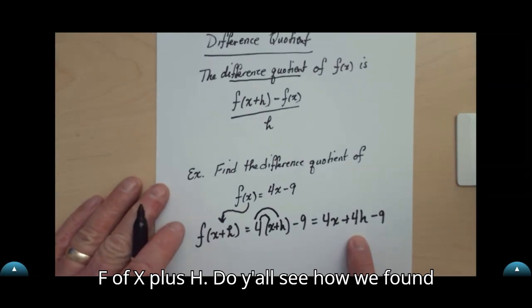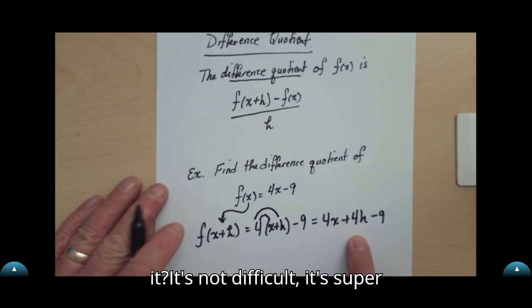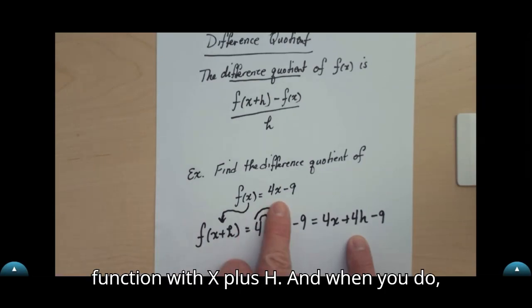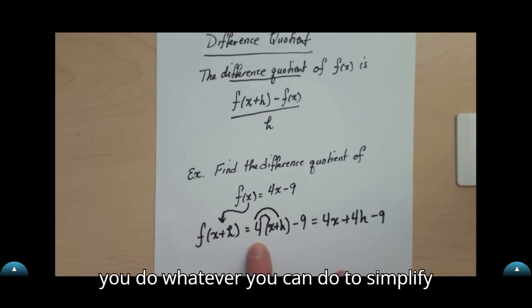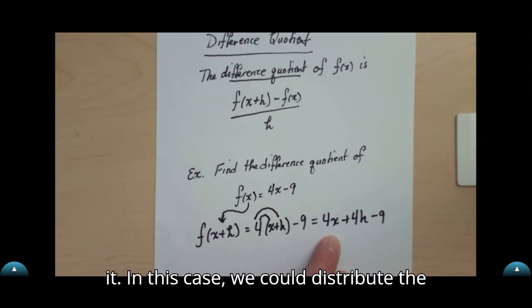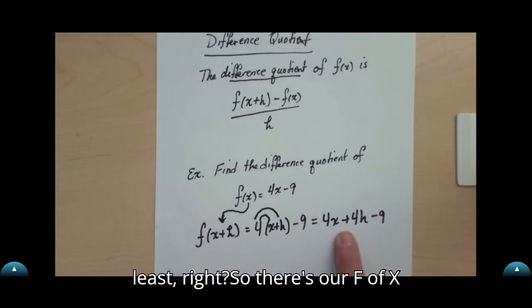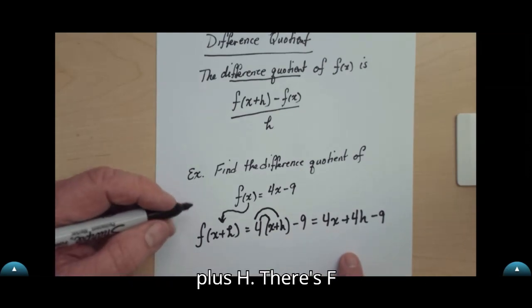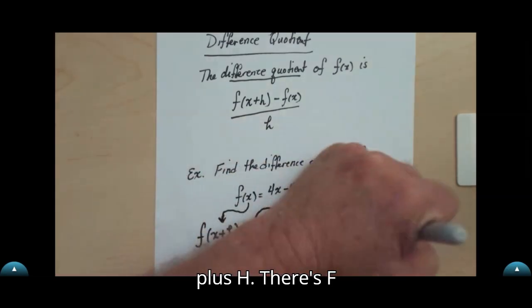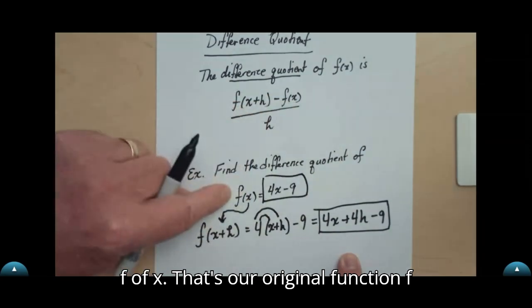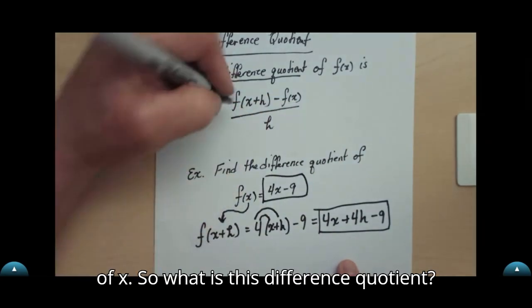Do y'all see how we found it? It's not difficult. It's super easy. You just replace the x in this function with x plus h, and then do whatever you can to simplify it. In this case, we could distribute the 4 and get rid of those parentheses at least, right? So there's our f of x plus h. Here's f of x. That's our original function f of x.